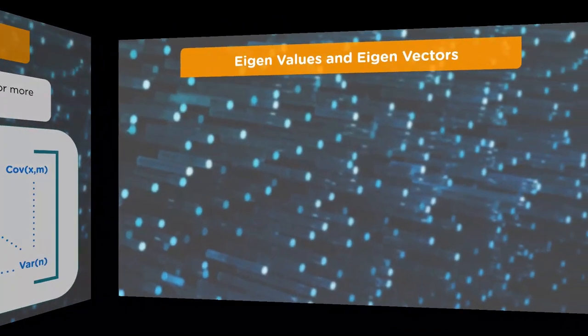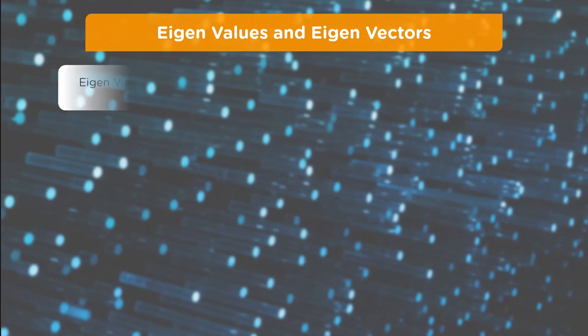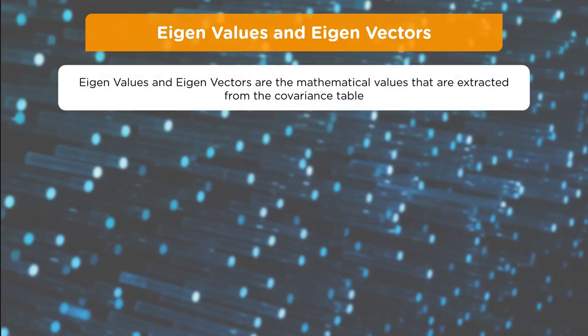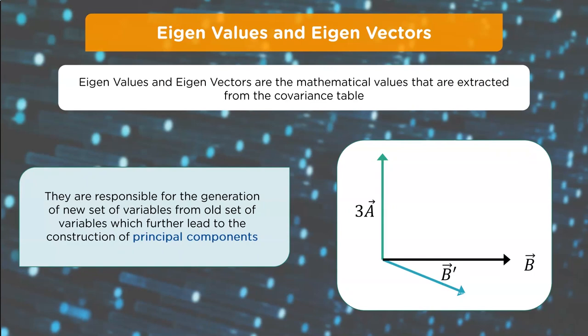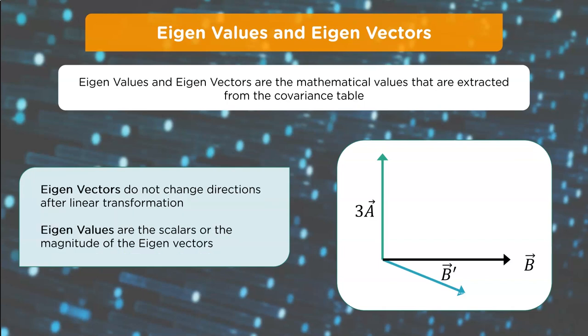And then we have the eigenvalues and the eigenvectors. Eigenvalues and eigenvectors are the mathematical values that are extracted from the covariance table. They are responsible for the generation of a new set of variables from the old set of variables, which further lead to the construction of the principal components. Eigenvectors do not change directions after linear transformation. Eigenvalues are the scalars or the magnitude of the eigenvectors.